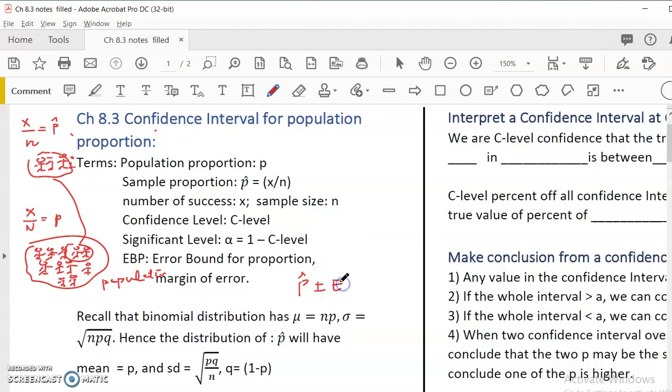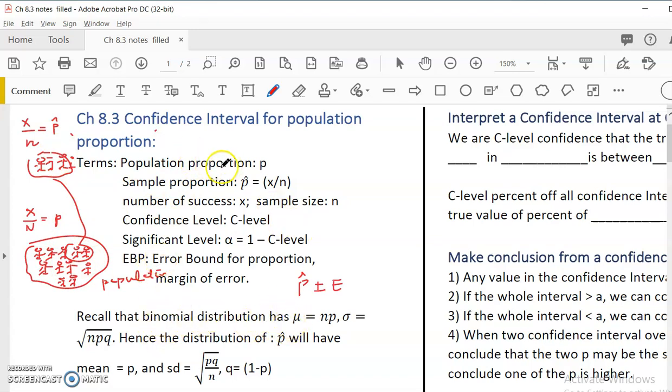Now, in the mean situation of 8.1 and 8.2, we know what E is, right? E is how X bar spreads out, and we know X bar is spread out normally by the central limit theorem. But how does this p hat spread out? It's just X over N of a sample out of a population. Because it's closely related to binomial, let's look at it.